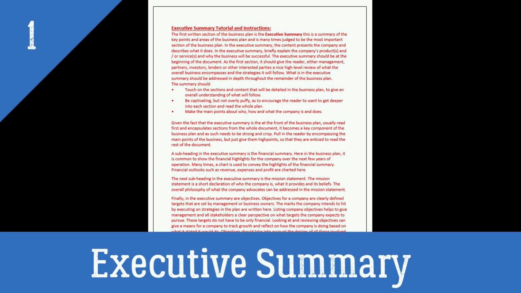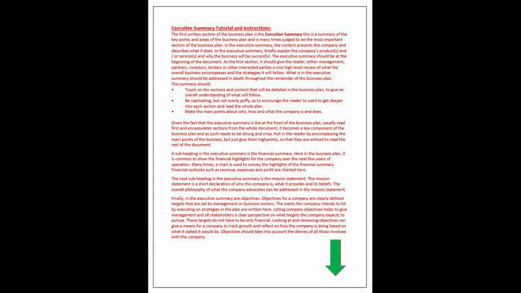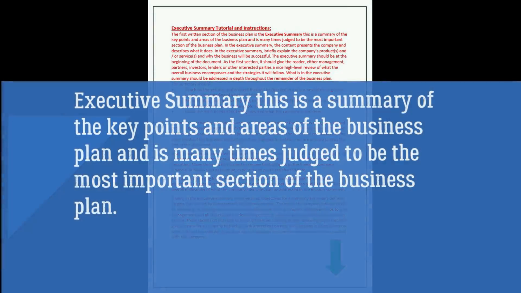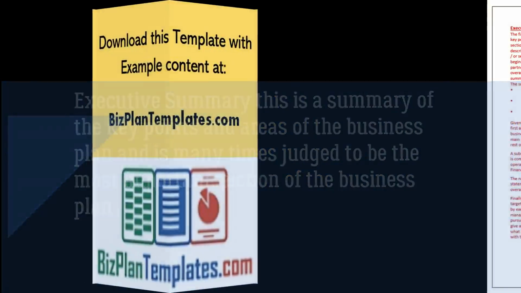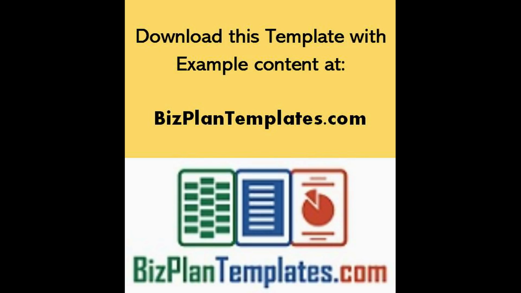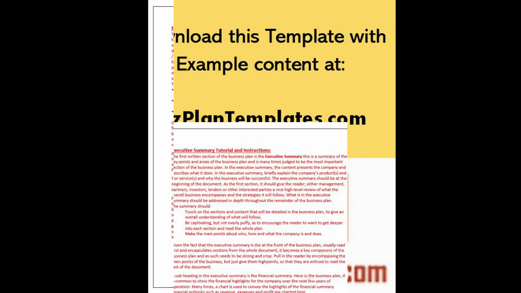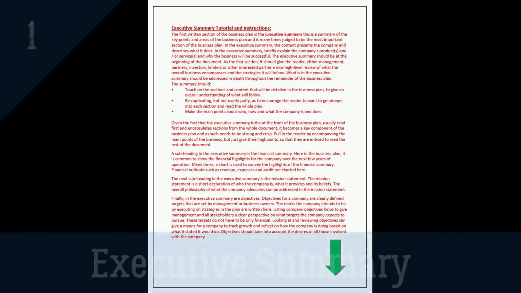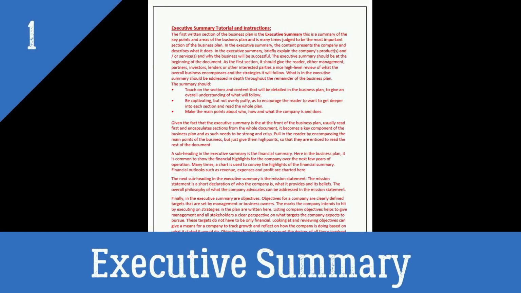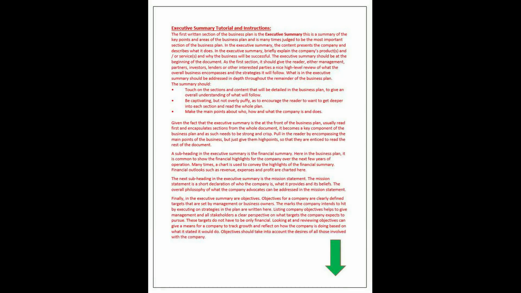Executive Summary Tutorial and Instructions. The first written section of the business plan is the Executive Summary. This is a summary of the key points and areas of the business plan and is many times judged to be the most important section of the business plan. In the Executive Summary, the content presents the company and describes what it does. Briefly explain the company's products and/or services and why the business will be successful.